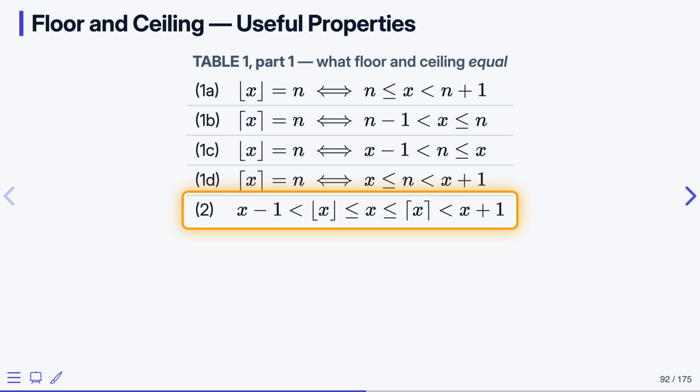Property 2 is a useful sandwich. x minus 1 is below the floor of x, the floor is at most x, x is at most the ceiling, and the ceiling is below x plus 1. So both are always within 1 of x. The rest of the table is on the next slide.